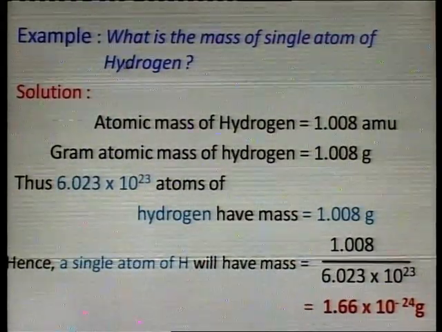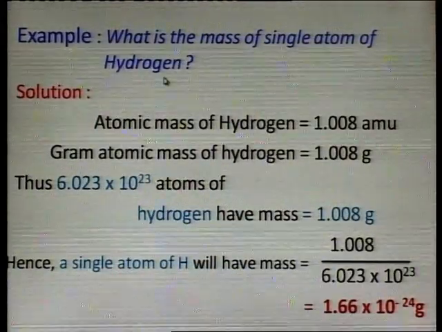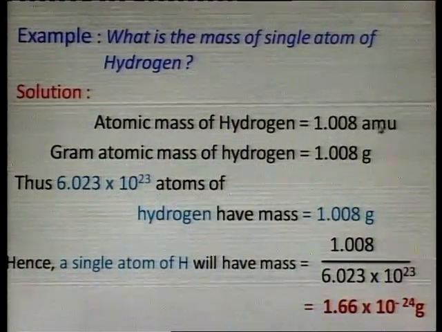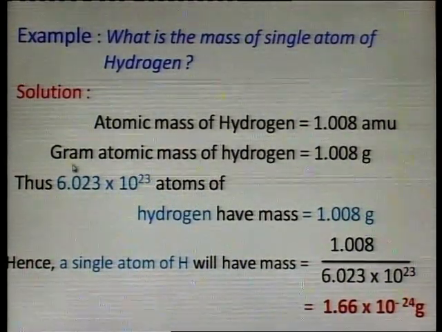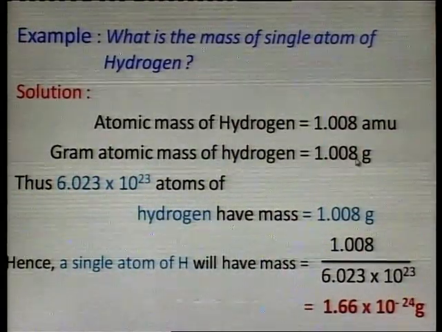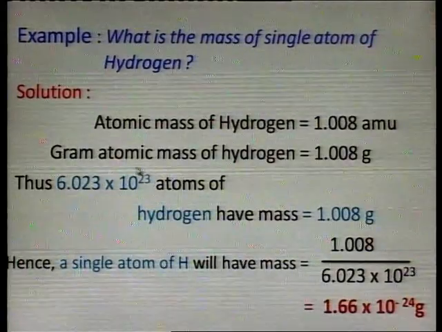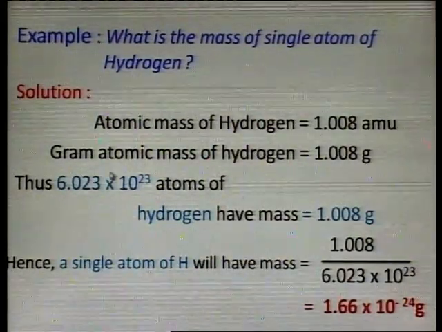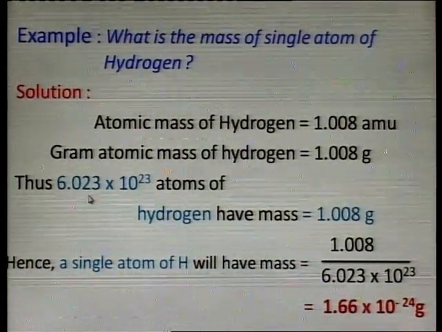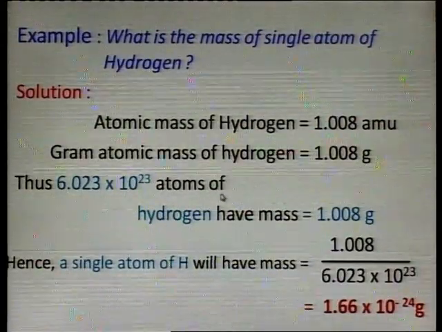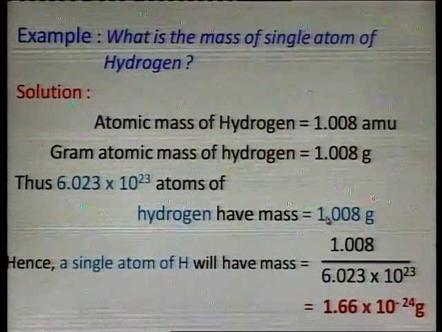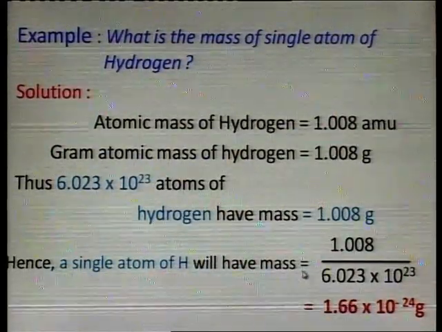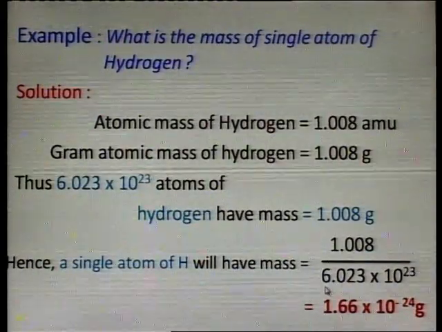So, we can have the numerical here: what is the mass of a single atom of hydrogen. So, atomic mass of hydrogen is equal to 1.008 AMU, and this is equal to its gram atomic mass. So, gram atomic mass of hydrogen will be 1.008 gram. Now, as this gram atomic mass is equal to 1 mole, that is equal to 6.023 into 10 raised to power 23 atoms. So, we can equate it that 6.023 into 10 raised to power 23 atoms of hydrogen will have mass 1.008 gram. Hence, one atom of hydrogen will have mass 1.008 divided by Avogadro's number.